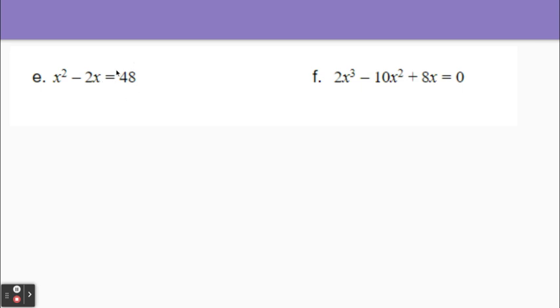Right, E is slightly different. This does not equal to 0. Did you notice that? So step 1 in here is please go ahead and subtract 48 to both sides. Always step 1. Write yourself a note. Star this problem. Make sure everything equals 0 before you factor. Okay? All right. Just like letter D, you want to factor.